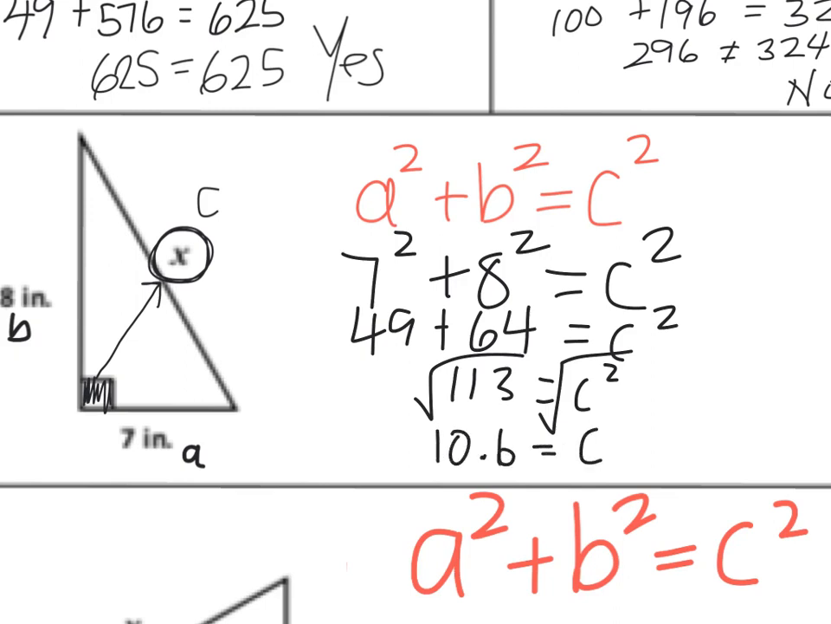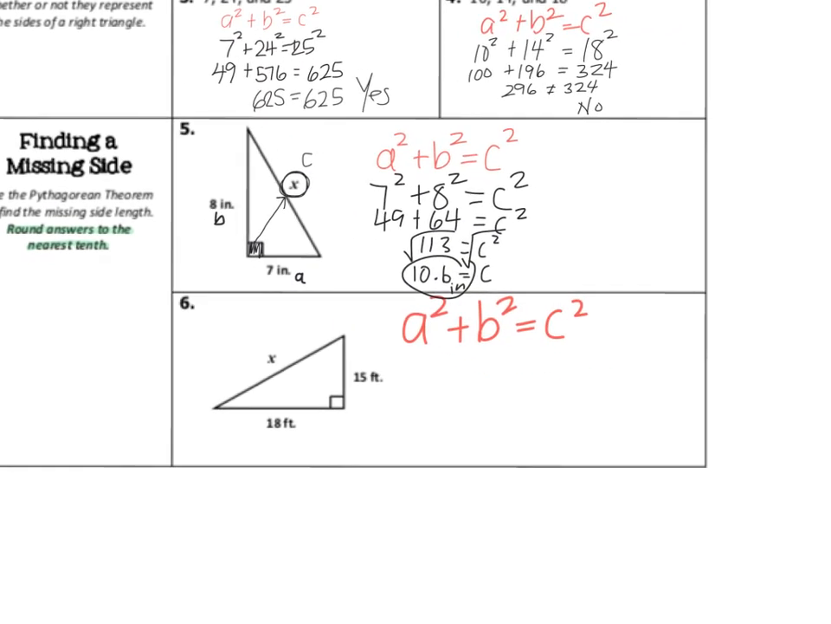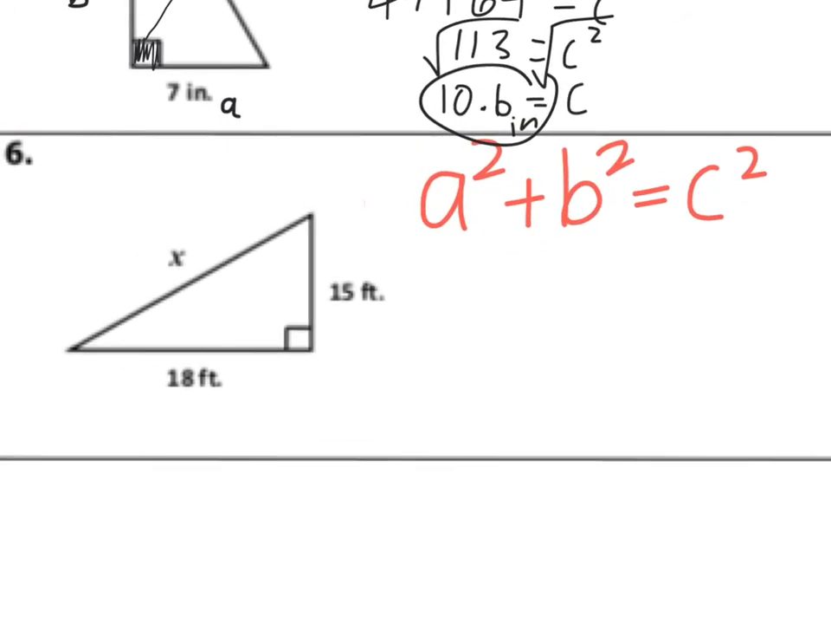Okay, so 10.6 inches. I know this looks correct because it's bigger than both of the other two sides. Remember, C is the longest. Okay, next one. I color in my right angle and I go across my triangle.